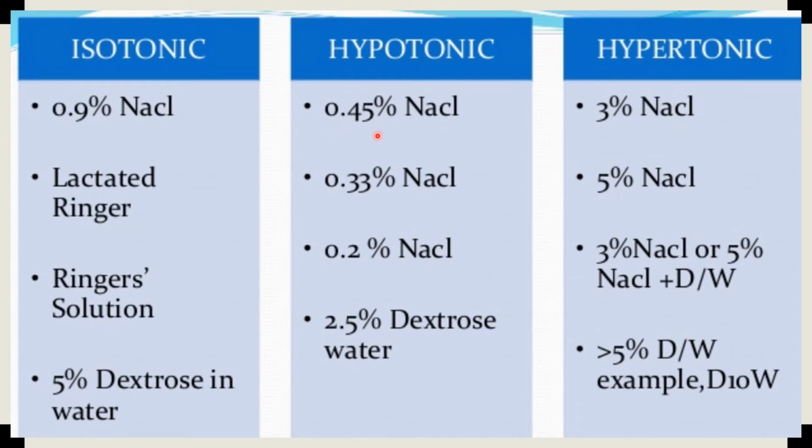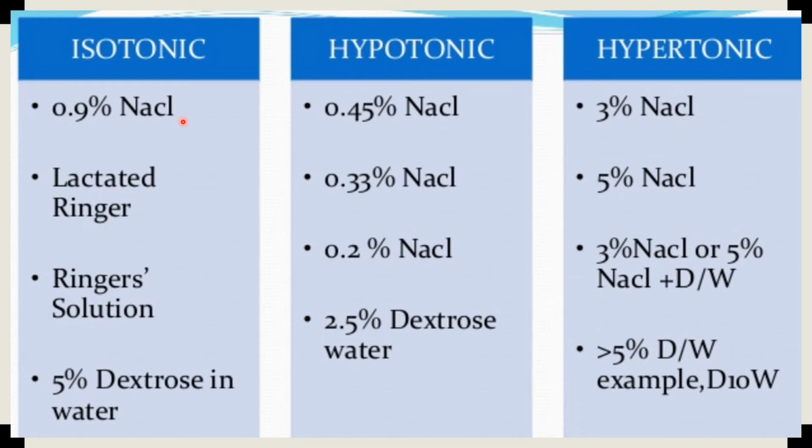So you will notice that anything below 0.9% is hypotonic. So you see 0.45%, 0.33%, 0.2%. That is hypotonic. And anything beyond 0.9% will be hypertonic. So you will notice that 3% is higher than 0.9, and that is hypertonic. You also see 5% sodium chloride.